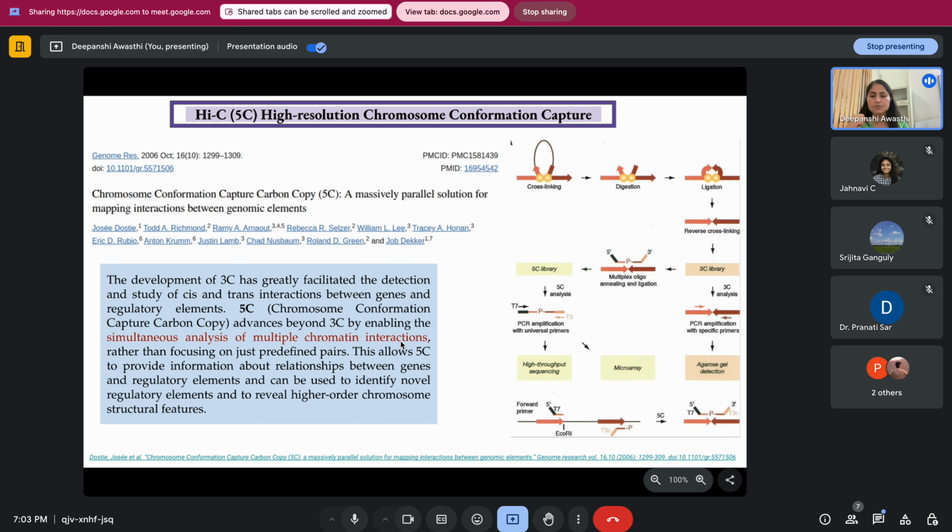Okay, then there was another paper in which it was mentioned why 5C came up and how it is more helpful than 3C. So in this paper also they have mentioned that 5C is actually allowing you to do simultaneous analysis of multiple chromatin interactions. So not just a single gene interacting with another gene at one particular section, but you can also look for multiple such interactions at the same time. So for that you can go for 5C. That is one of the major advantages of 5C.